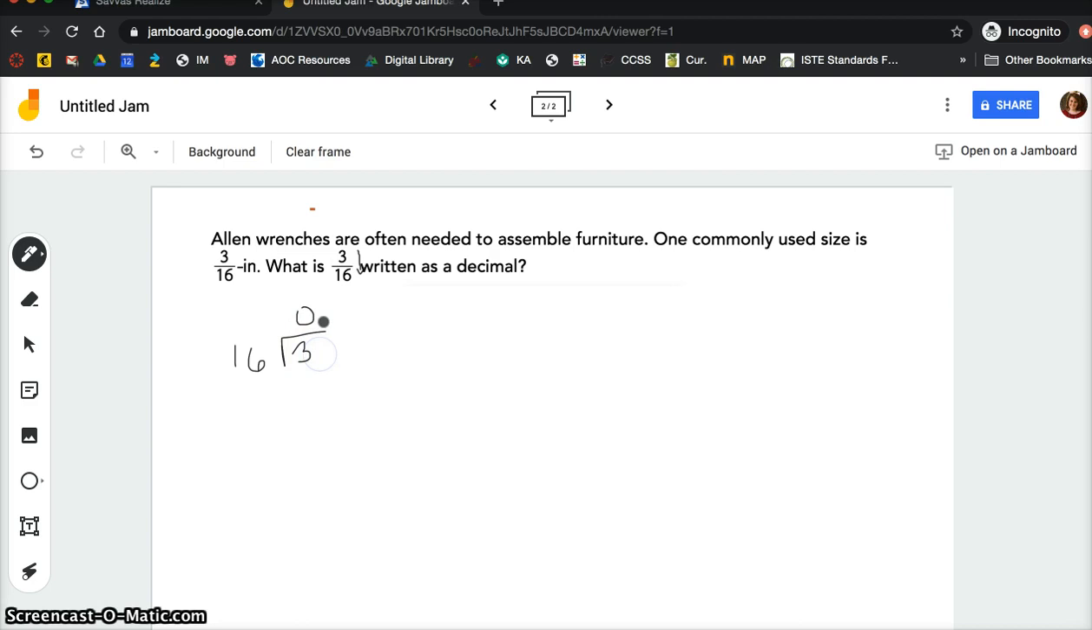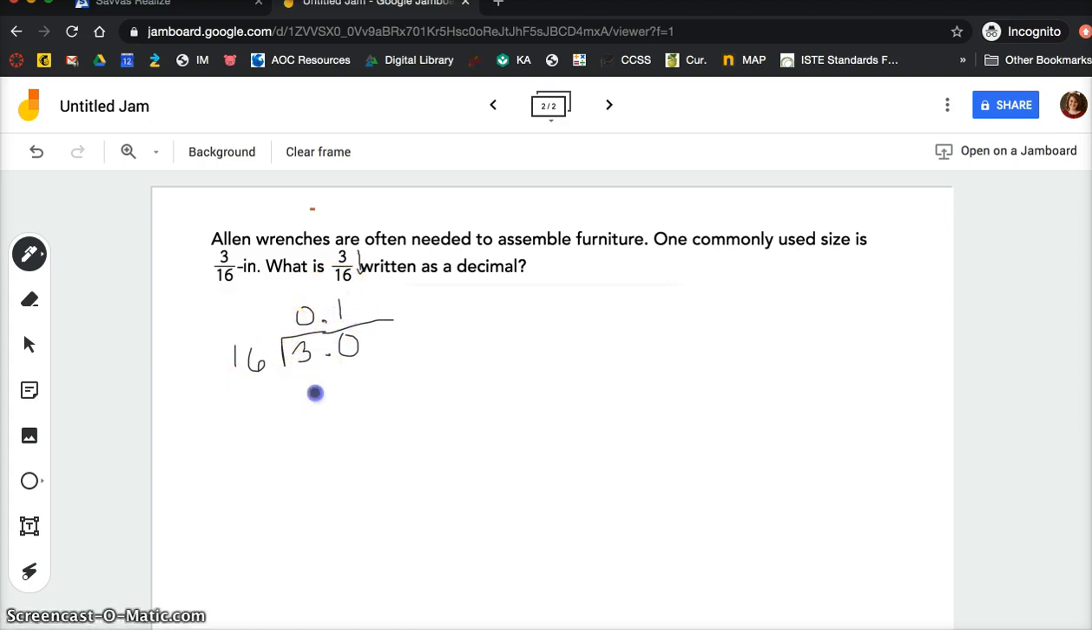So we're going to add our decimals, and extend our division bar. And then we're just going to add a placeholder because 3 is the same as 3.0. We didn't change the numbers, we haven't changed anything. We're just giving ourselves more digits to work with. So now 16 goes into 30 how many times? Well, it does. It goes in one time.